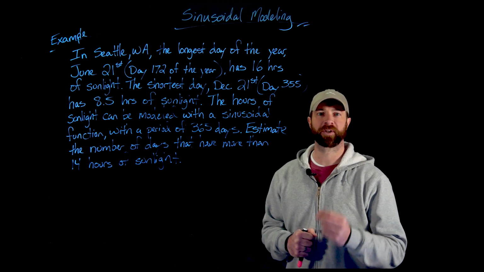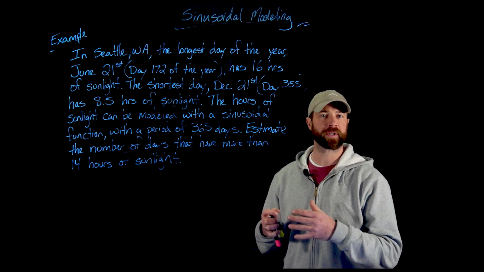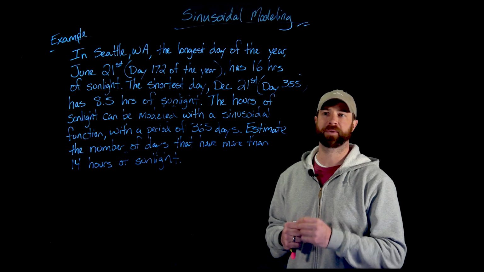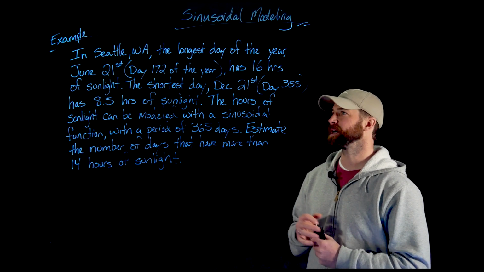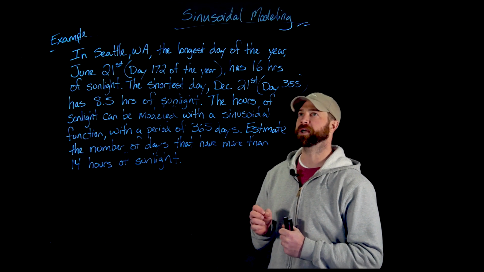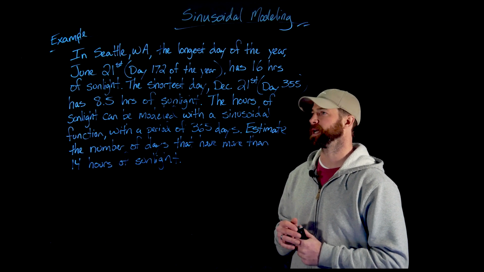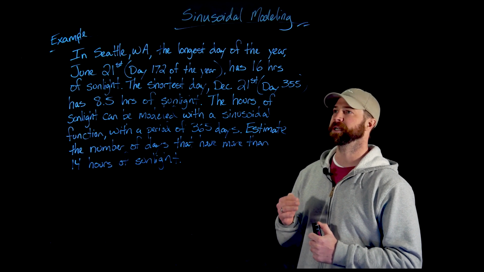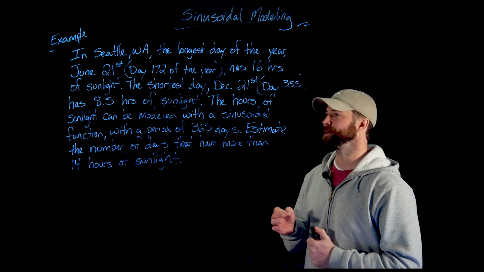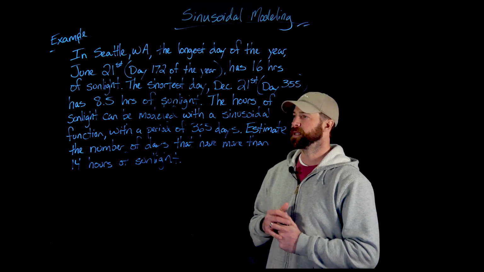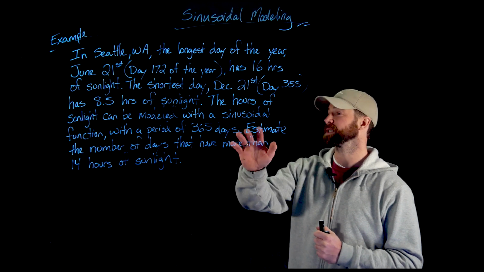All right, let's now get into the real fun of actually modeling a real-life context with one of these sinusoidal functions. In Seattle, Washington, our example says the longest day of the year is June 21st, and it has 16 hours of sunlight. The shortest day of the year is December 21st, and it has 8.5 hours of sunlight. The hours of sunlight can be modeled with a sinusoidal function.